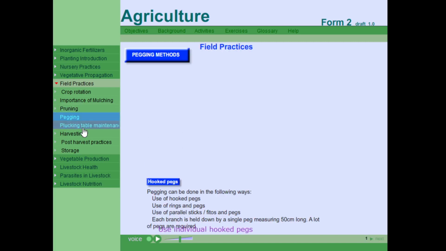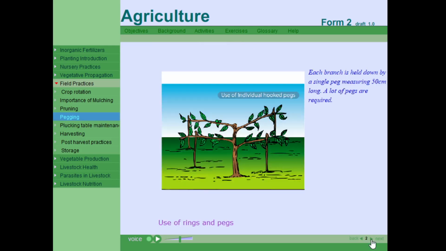Pegging can be done in the following ways: use of hooked pegs, use of rings and pegs, use of parallel sticks or phytos and pegs. Each branch is held down by a single peg measuring 50 centimeters long. A lot of pegs are required. Use individual hooked pegs.